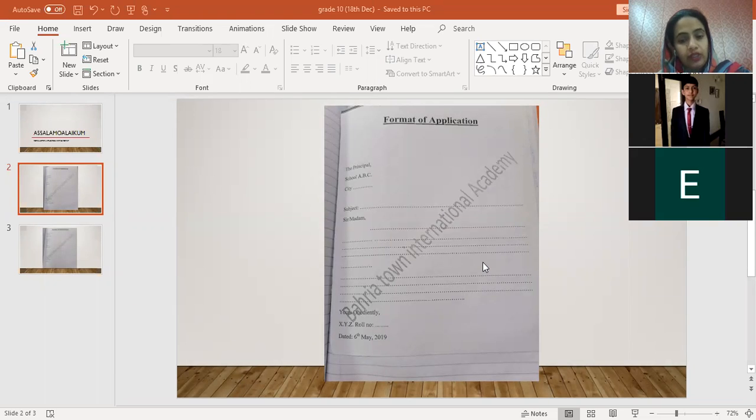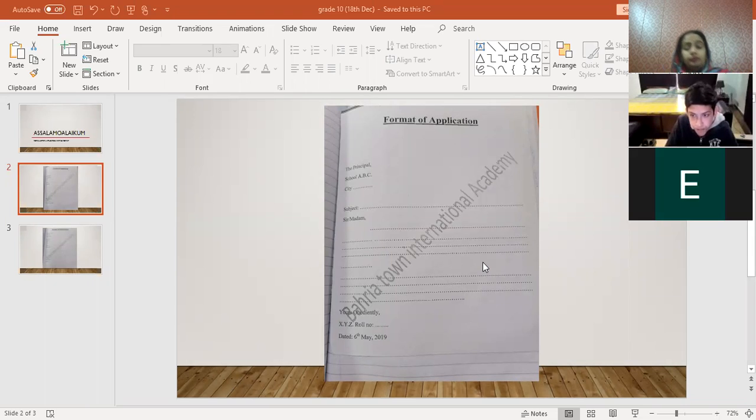After that, you will write your name or roll number. In the board examination, you will have your roll number, and you will write it there. Got it, everyone? You will write your roll number under "yours obediently". And then you will write the date, for example, 18th December, 2020.